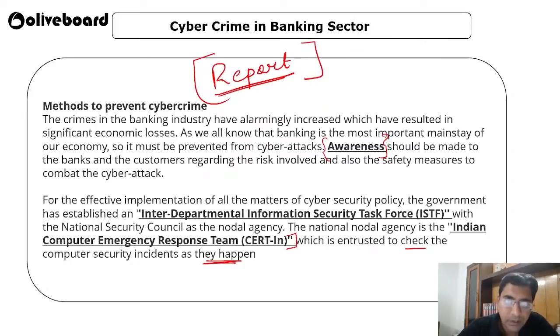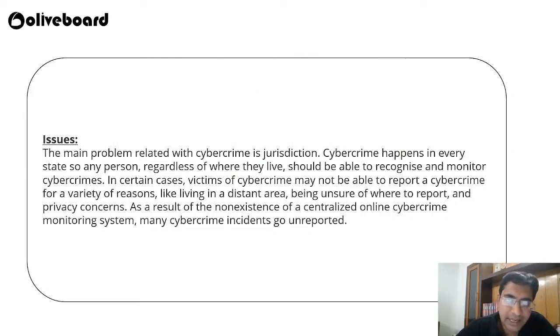So what is the issue? The main problem related to cybercrime is jurisdiction, because we do not know from where this is happening. It may happen from the US, Canada, or Europe, and a person in India has been targeted. So there is no jurisdiction of the cybercrime; from anywhere the thing can happen. Cybercrime happens in every state, so every person, regardless of where they live, should be able to recognize and monitor cyber crimes.